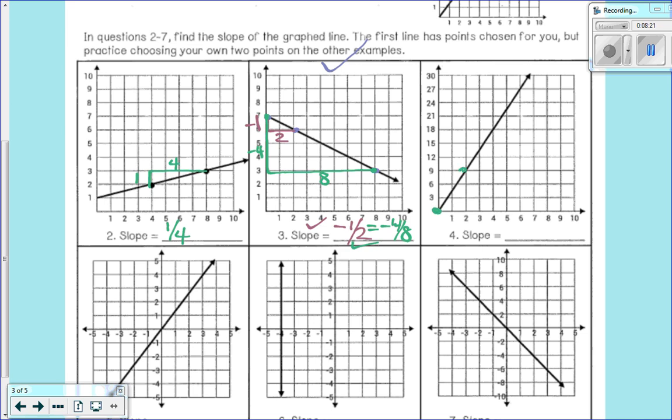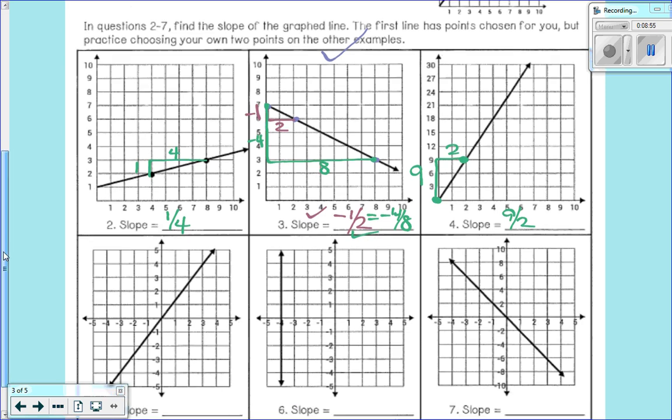Choose your 2 points. Create your right triangle. Count your rise. If you notice, the intervals on your y-axis count by 3s. So we have 3, 6, 9. So we rise 9 and we run 2. So we have 9 over 2, and it's already simplified, so we're going to keep it improper. And we see that our line is increasing, so we have a positive 9/2 slope.